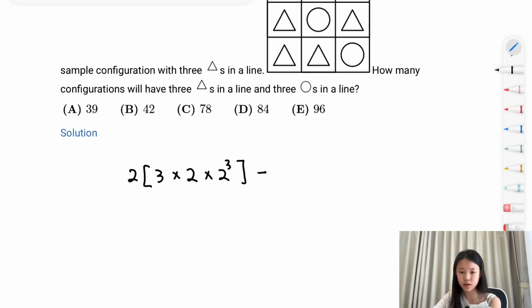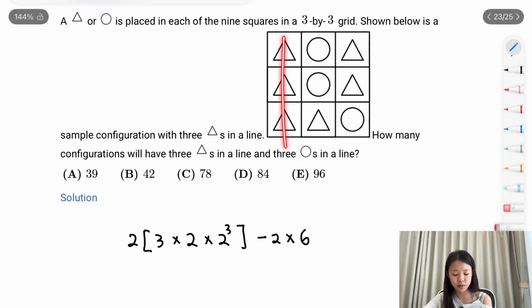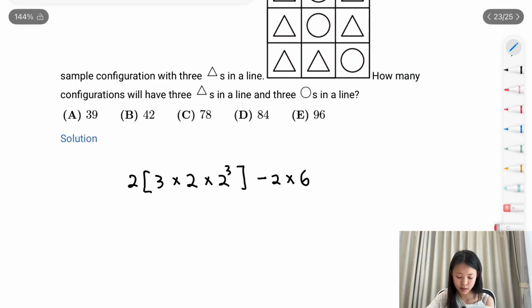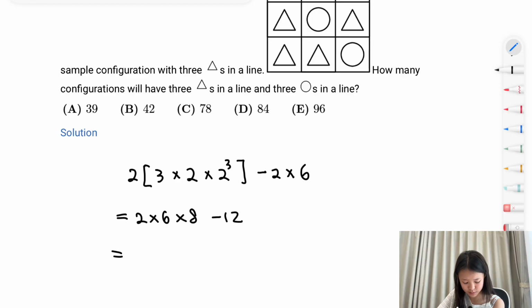And to subtract the number of overlapping ways, you subtract 2, which is either triangle or square, and you multiply that by 6. And the reason you have 6 is because there are 6 different lines in which the randomized line could be already seen before. So that's 3 ways vertically and then 3 ways horizontally. So we can calculate this out as 2 times 6 times 8 minus 12 equals 96 minus 12 equals 84. So the answer is D, 84.